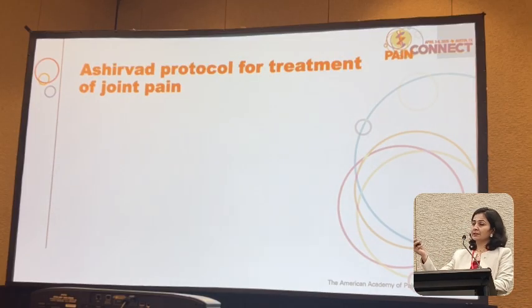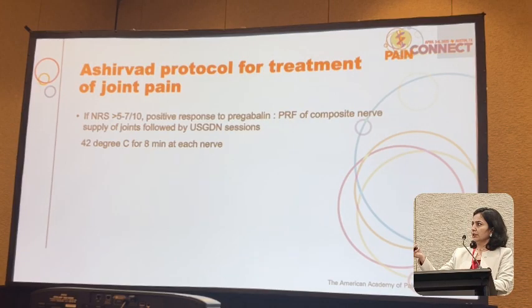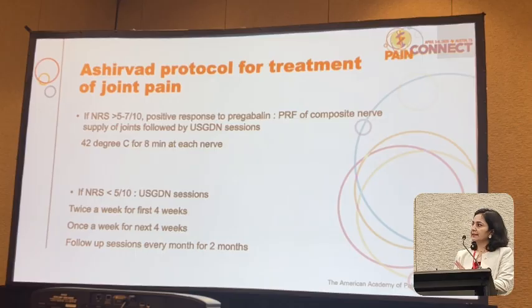Ashirvad is the name of our clinic. Here we do, if the patient has NRS of more than 5 to 7 on 10 and there is a positive response to pregabalin, pulse radio frequency of the nerves which supply the muscles which cross the joints, and it is followed by ultrasound-guided dry needling sessions. This pulse radio frequency is done at 42 degrees Celsius for 8 minutes at each site. If NRS is less than 5, then we do only ultrasound-guided dry needling sessions.